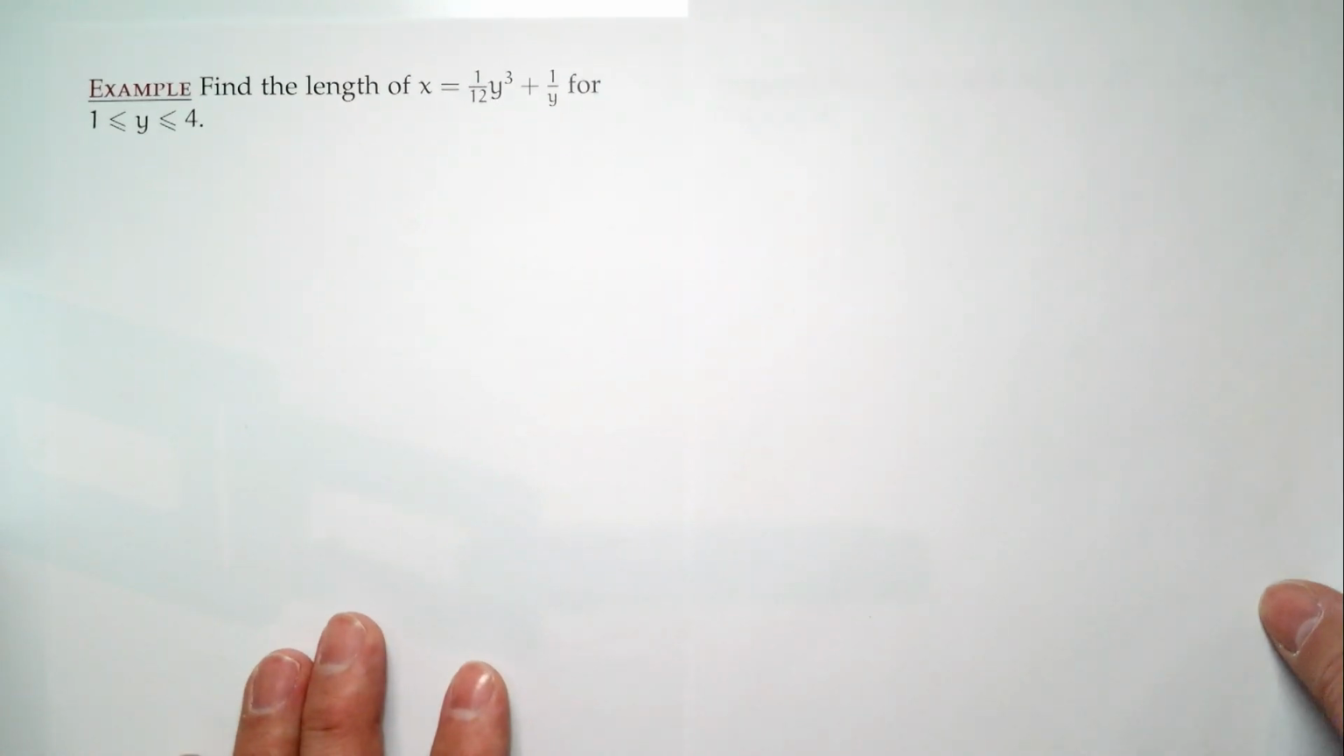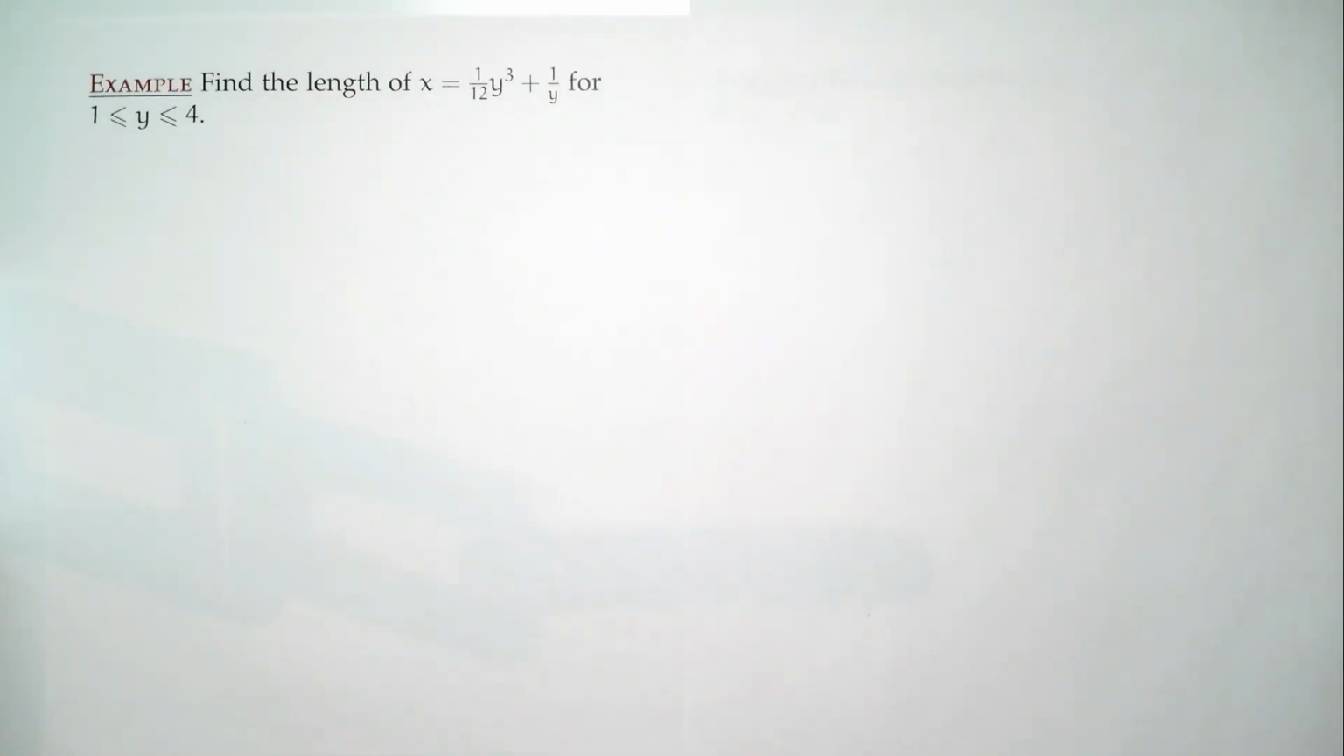All right. Let's try another one. Find the length of x equals 1/12 y cubed plus 1 over y for y going from 1 to 4. Well, one of the things we should point out is we should learn to recognize when to use certain tools. I think that as we move towards the next exam, that's probably going to be the hardest part.